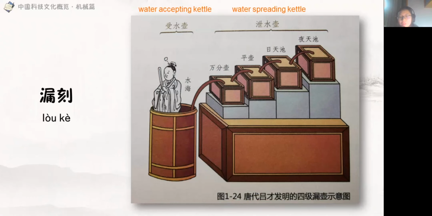So can we use it to measure time? So that's what ancient people found. Water clocks were invented. This is 漏刻, a water clock. 漏刻. It relies on water to operate.